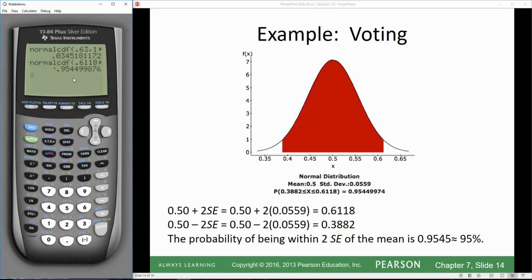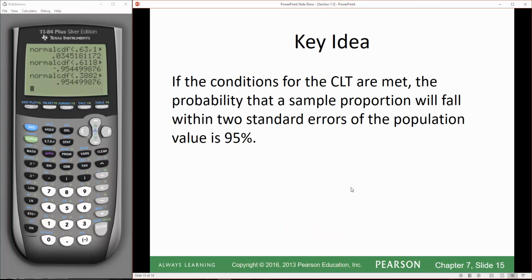And getting a negative value, that doesn't make sense. Did I enter something in wrong? Let's check. I have the lower and upper flipped. The lower bound should be 0.3882, so you guys are probably yelling at me that I was doing that backwards. So the upper is 0.6118. Then we have the mean 0.5 and the standard deviation of 0.0559. So now we should get that correct. Yep, so we get 95%.